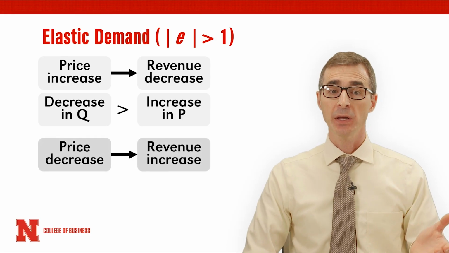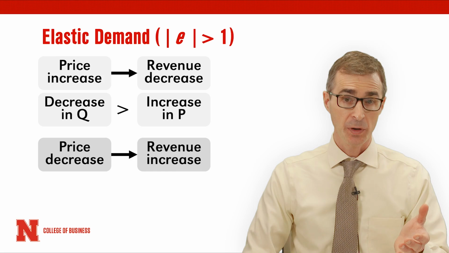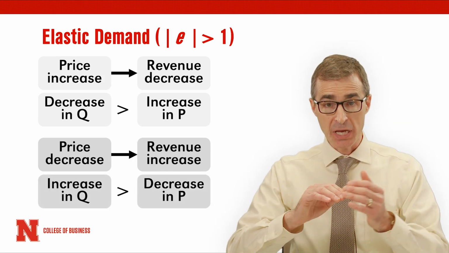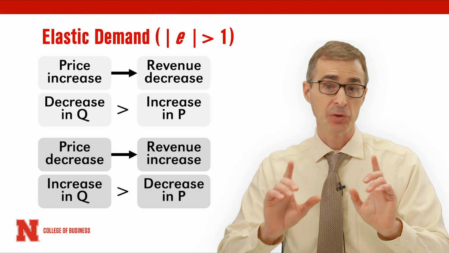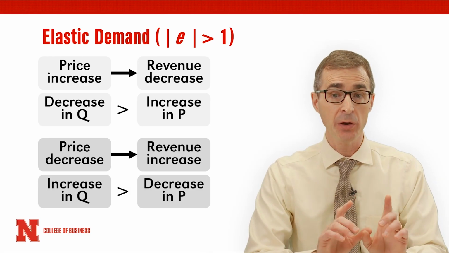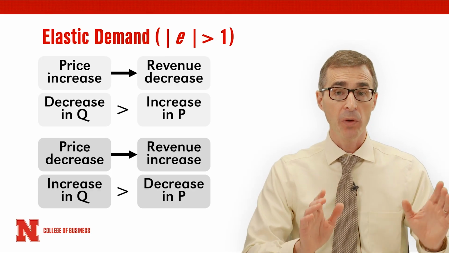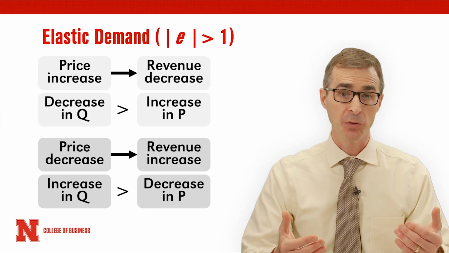On the other hand, if we drop prices, we're going to sell more. So a reduction in price will lead to an increase in quantity demanded. Elastic demand tells us that the percentage change in quantity is greater than the percentage change in price. So the increase in quantity more than offsets the price reduction, and revenue is increased.